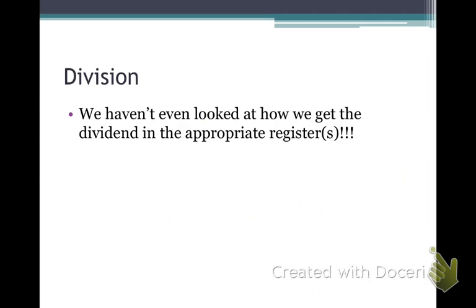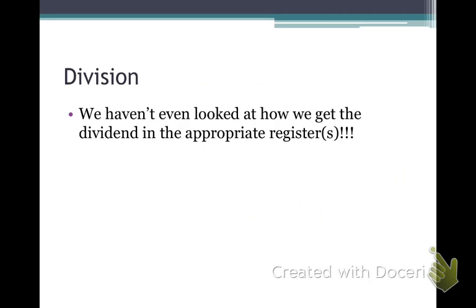In everything that we've done, with both signed and unsigned division, especially signed division, we haven't even looked at how we get the dividend in the appropriate registers. Think about it. We did division by a word-sized divisor that assumed my dividend was already in DX:AX. I have no idea how to get that in there, okay? Well, we actually have a couple of ways to do this.